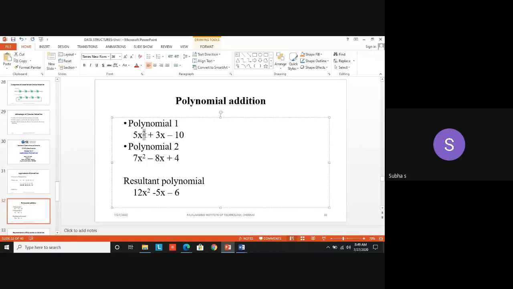What is the exponent here? 2. Yes. Here also 2 is there. Both the powers or the exponents are equal. What do you have to do? You have to add the coefficients. I am just recollecting how to do polynomial addition; only then are we going to the linked list concept. Okay. Try to listen carefully. You can take running notes also. So here both the powers are equal. So what do you have to do? Add the coefficients. Yes. For simplicity, I have given the same power for both the polynomials.